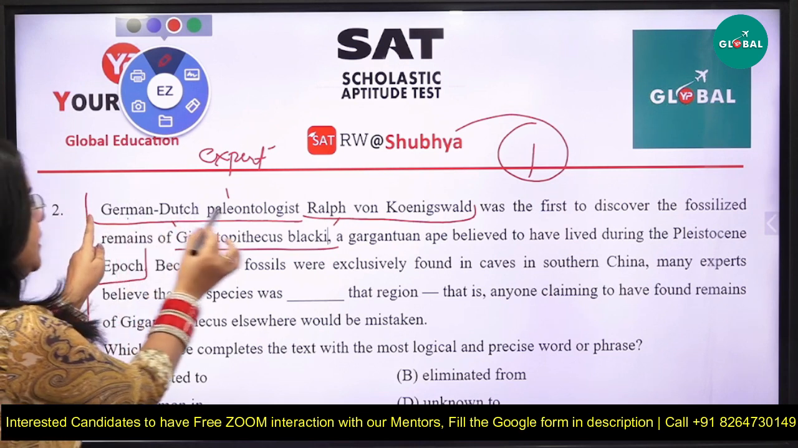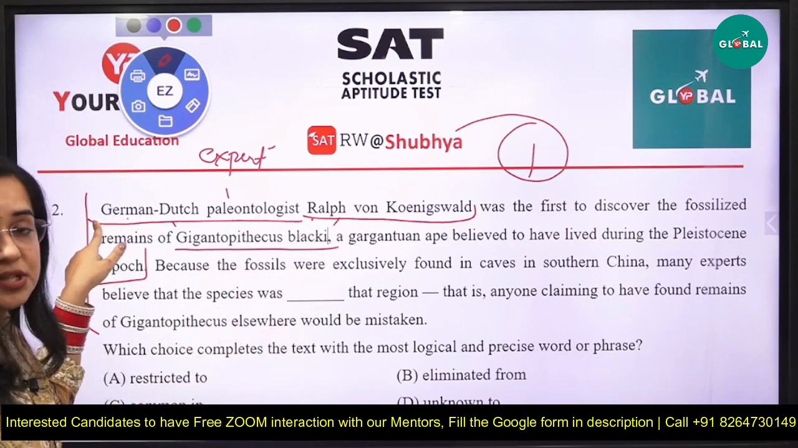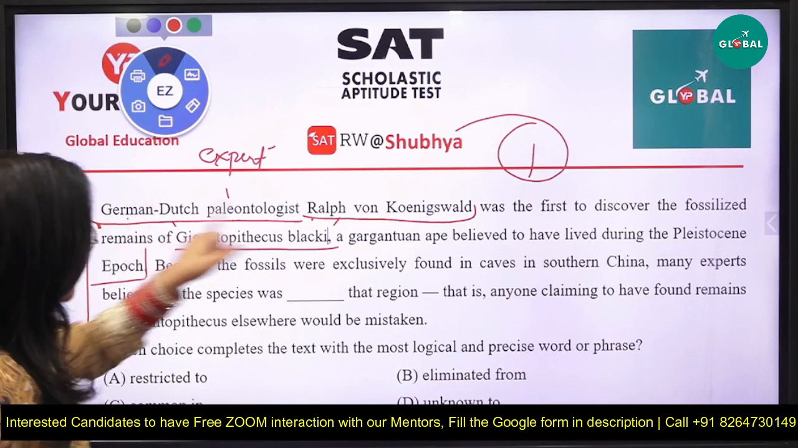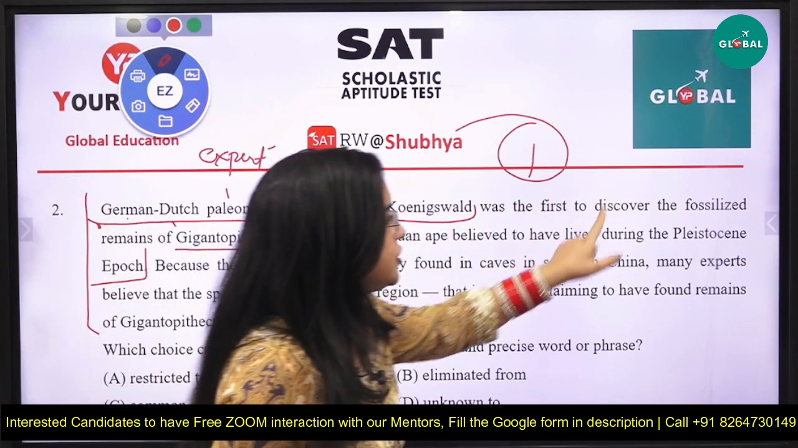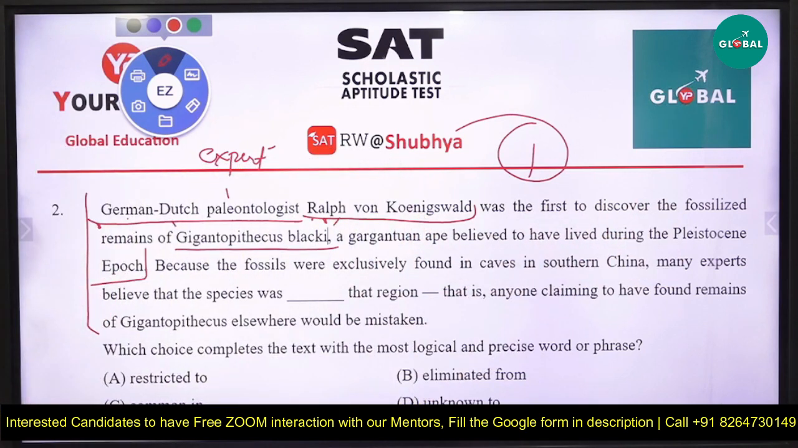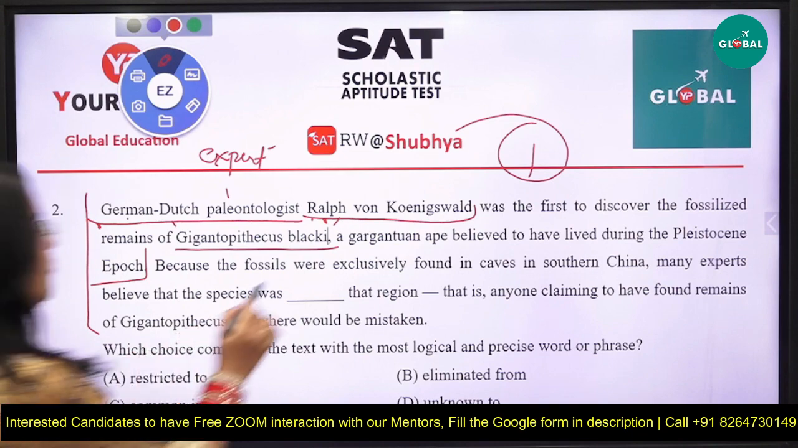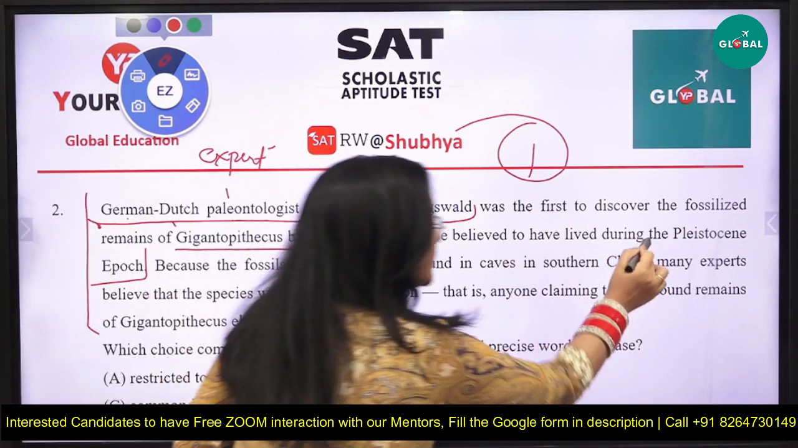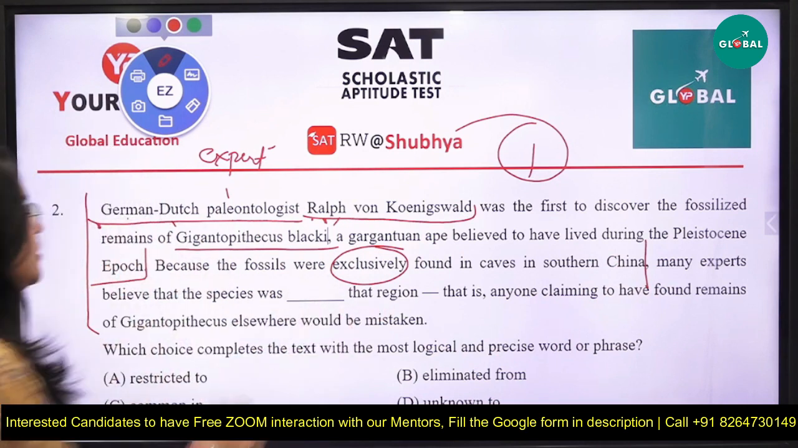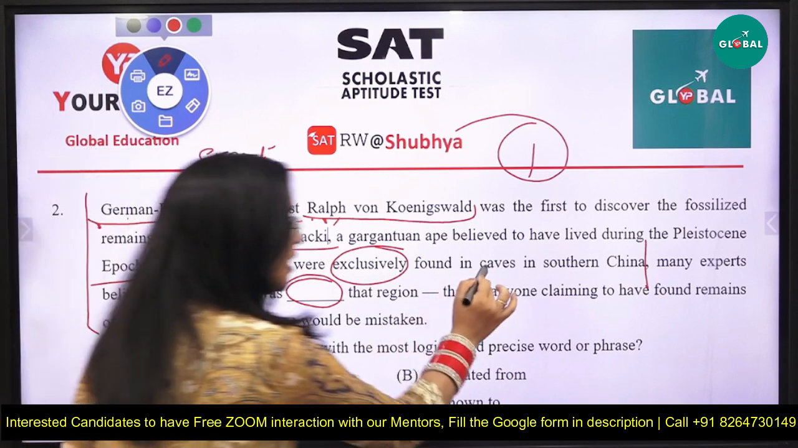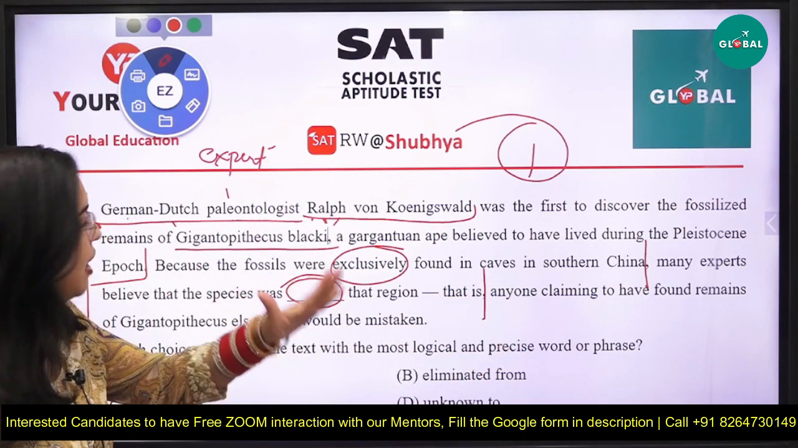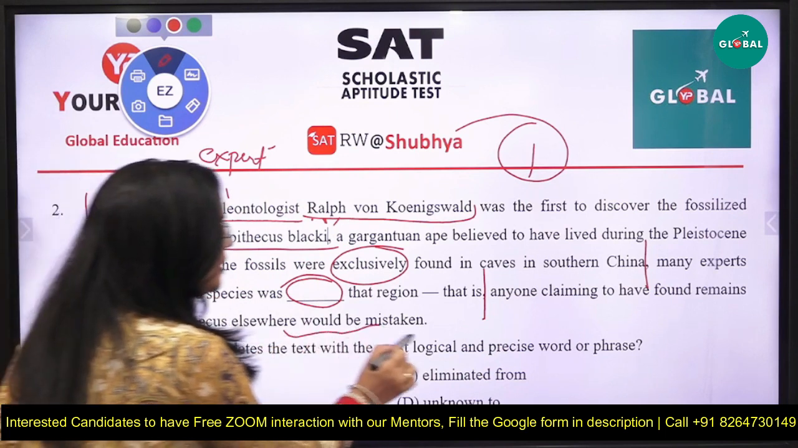Now read it out again. There is a German-Dutch paleontologist, an expert in the field of studying the fossils of plants and animals, Ralph van Koningsveld. He was the first to discover the remains of Gigantopithecus blacki, an extinct genus of ape, a gargantuan ape believed to have lived during the Pleistocene epoch. Because the fossils were exclusively found in the caves of southern China, many experts believe that the species was dash to that region. Again, punctuation, pause. Claiming to have found remains of Gigantopithecus elsewhere would be mistaken.